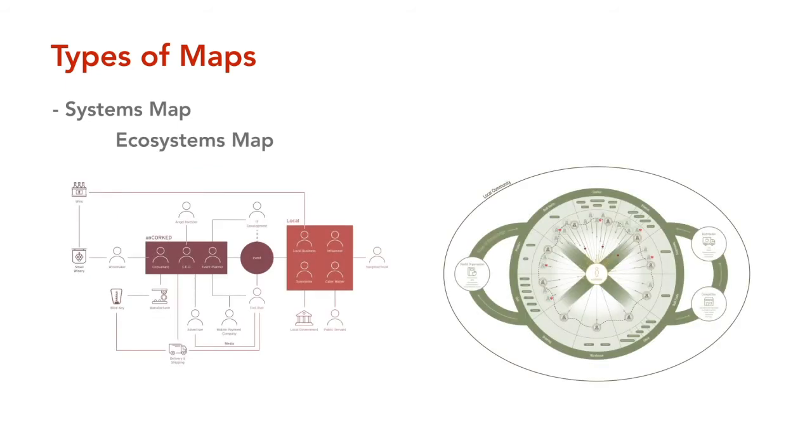Ecosystems Map is an extension of the Stakeholders Map and Process Map. The map is to provide a holistic view of the environment that service lives in by capturing every actor, tool, artifact, platform, strategy, and many more.